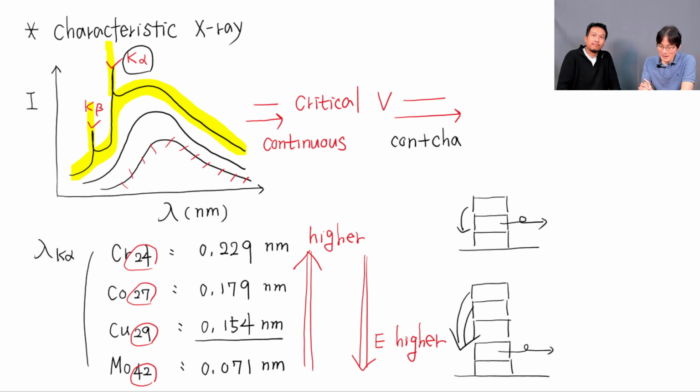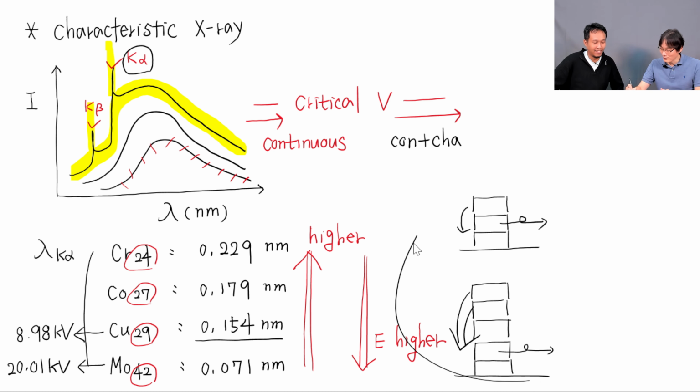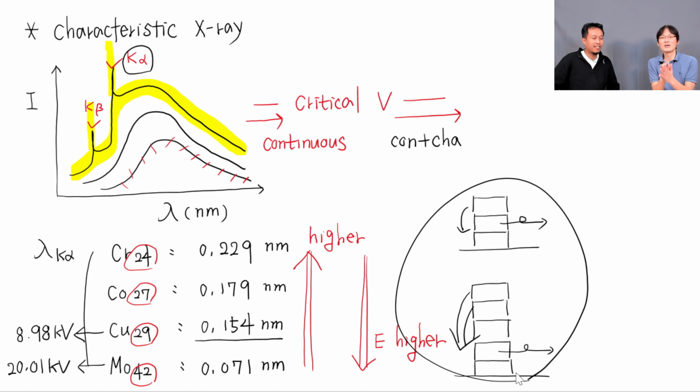For your interest, I also provide more information. For copper, the critical voltage is around 8.98 kilovolts, roughly 9 kilovolts. Meanwhile, molybdenum is approximately 20.01 kilovolts. I can expect that, since it should be higher because it needs more energy to knock out that electron. From this explanation, everything is consistent and makes more sense now.